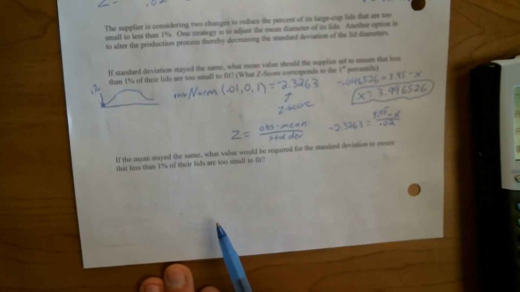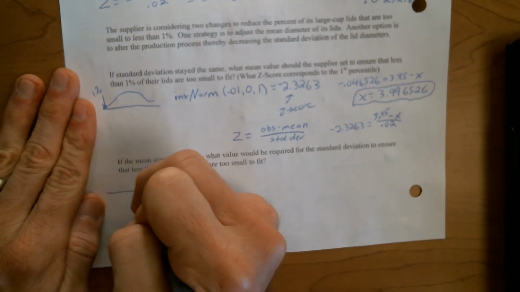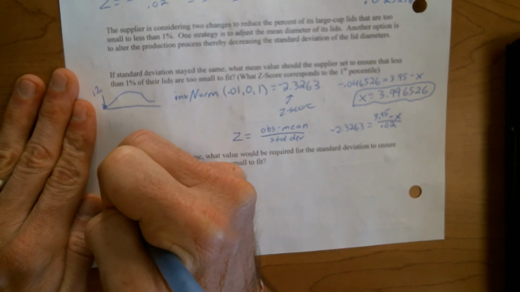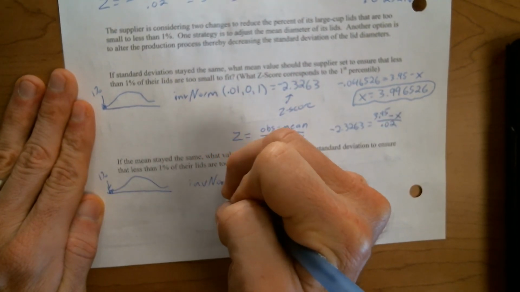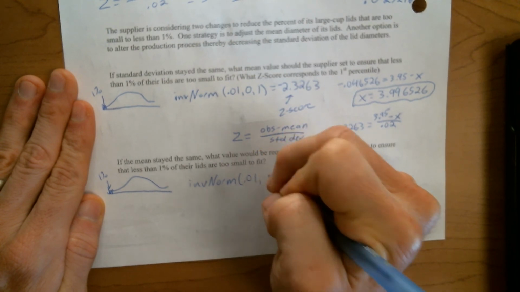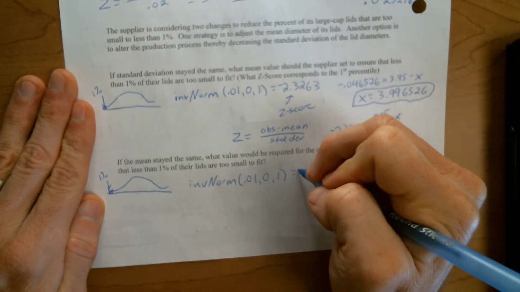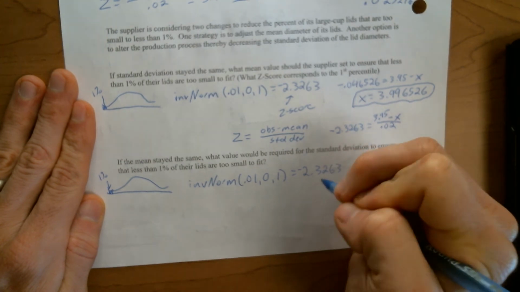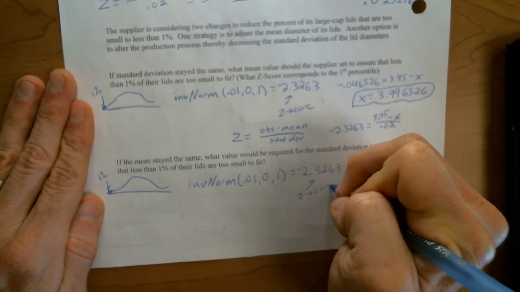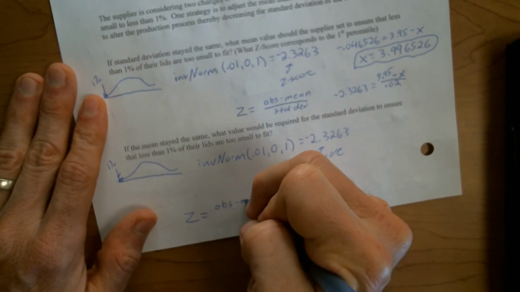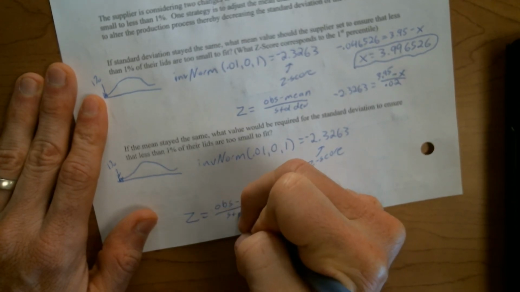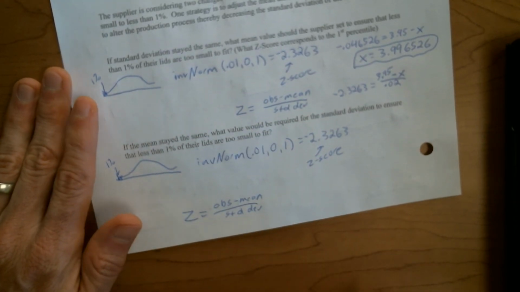Now, this second part is asking the same question, but it's saying, instead of changing the mean, let's change the standard deviation. So everything else stays the same. We're still looking for the z-score at 1%, which means we're doing the same exact inverse norm, which means we're going to get the same exact z-score. All of that's the same. We're still using the same exact z-score formula because there is no other formula: observation minus mean divided by standard deviation. The only difference is we're solving for something different.